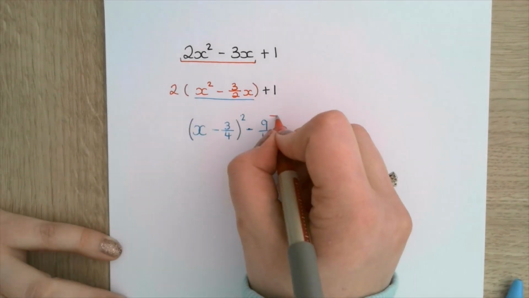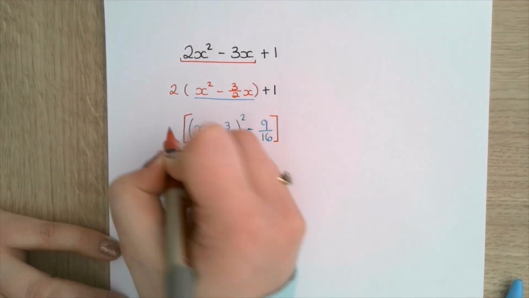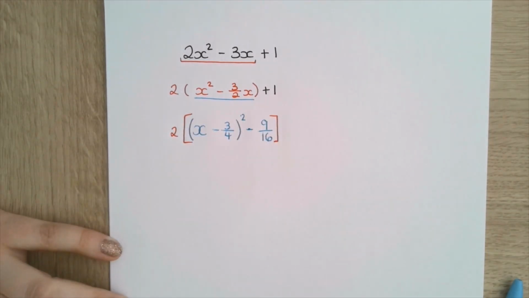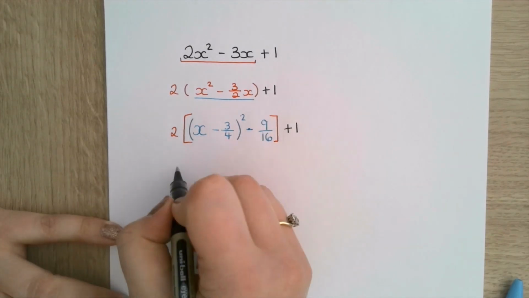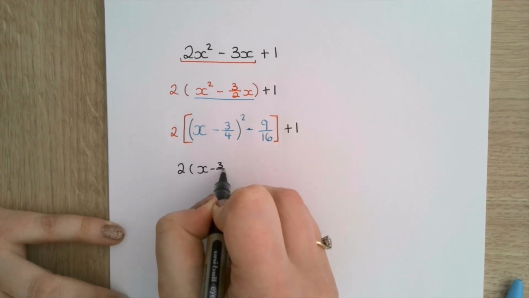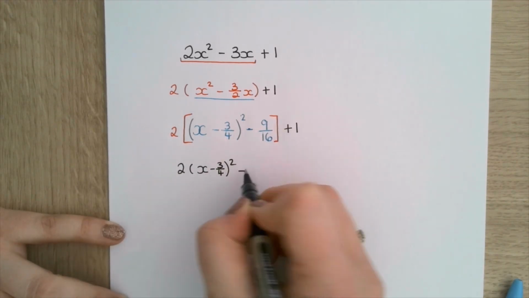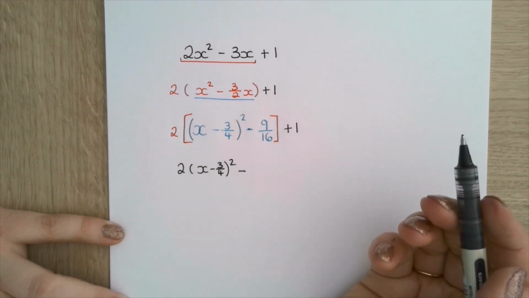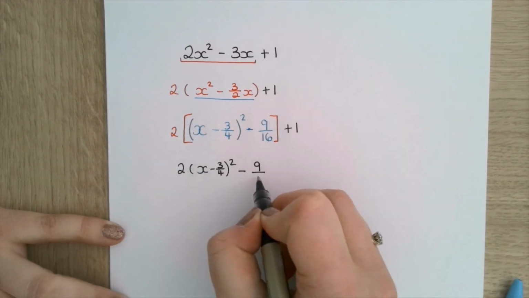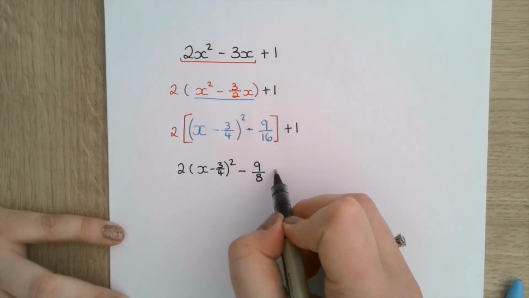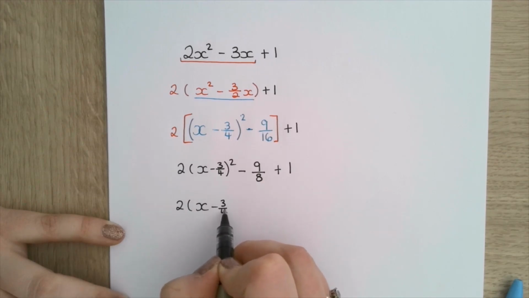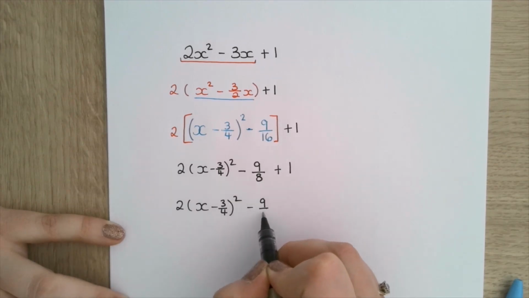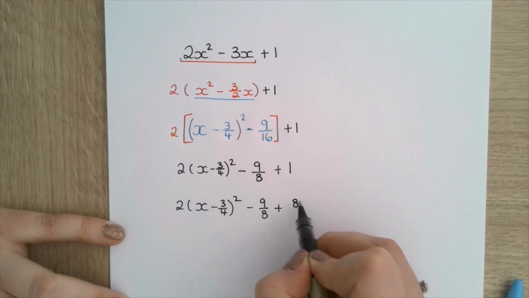Remembering this was inside my brackets, that needs to be multiplied by 2, and not forgetting my plus 1 at the end. Now to expand out my red square brackets, so 2 times x minus 3/4 all squared, minus 2 times 9 over 16, which is going to leave me with 9 over 8, plus 1. So 2 lots of x minus 3/4 all squared, minus 9 over 8 plus 8 over 8.